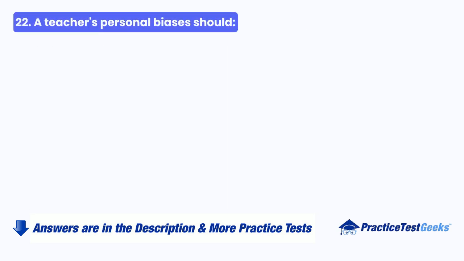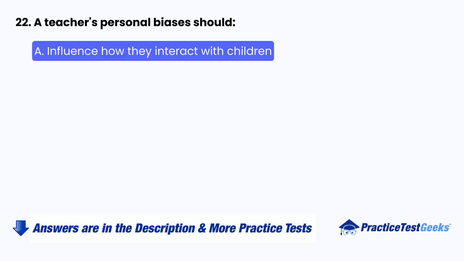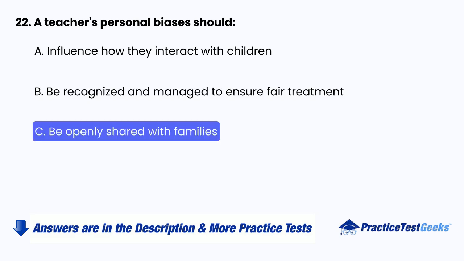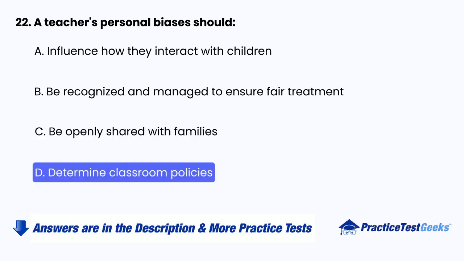22. A teacher's personal biases should A. Influence how they interact with children. B. Be recognized and managed to ensure fair treatment. C. Be openly shared with families. D. Determine classroom policies.